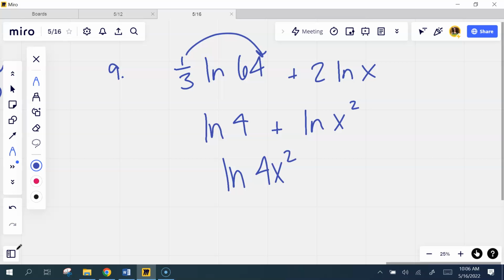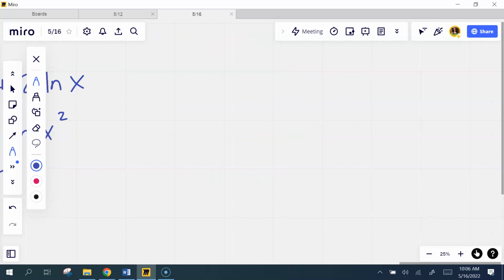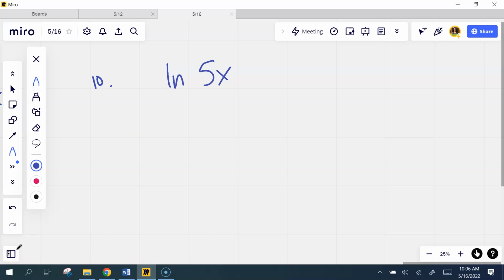Everybody okay? Let's do some expanding then. Good, number 10. The natural log of 5x. If I expand that out, what does it look like? That's exactly right.